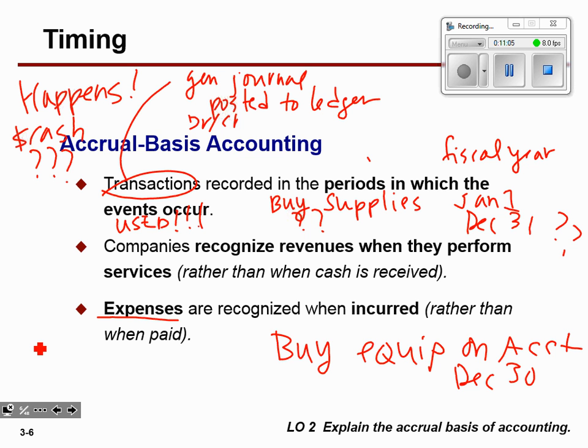Expenses, kind of the same thing. Expenses are recognized when they are incurred, another word for that is happen, rather than when they're paid. So if the lights are on in December, the heat's on in December, and our utility company doesn't send us our bill until January when we've turned over our fiscal and our calendar year, we still are going to say we had the light bill and the heat on in December. We're not going to wait till we pay them. We're going to say it happened when it happened.